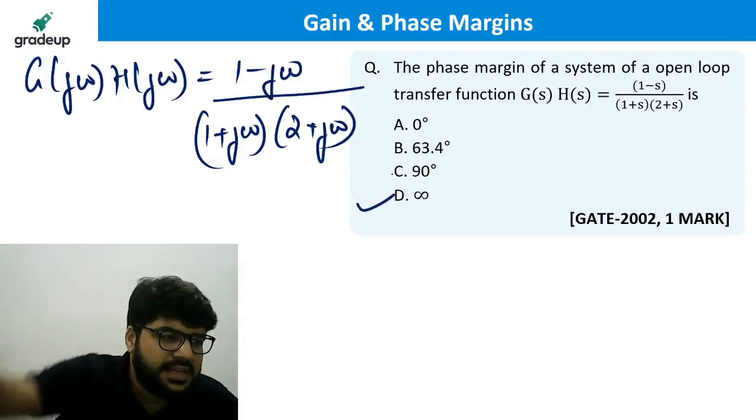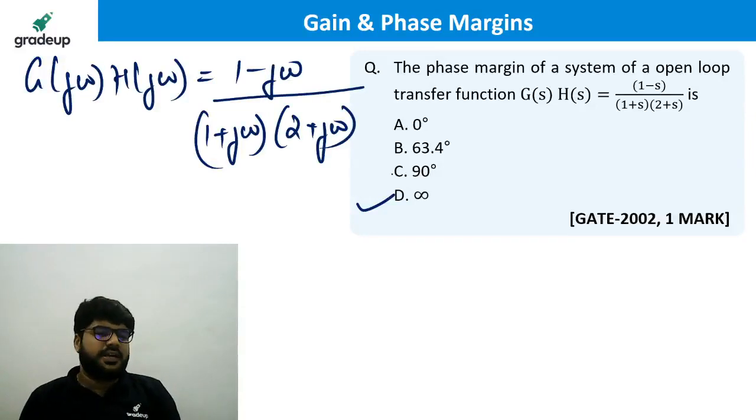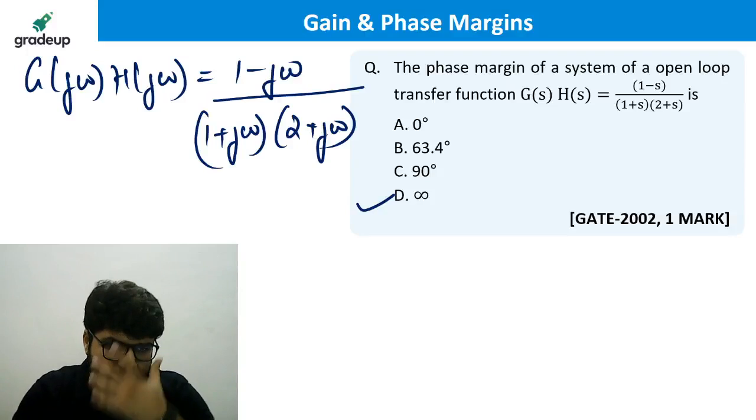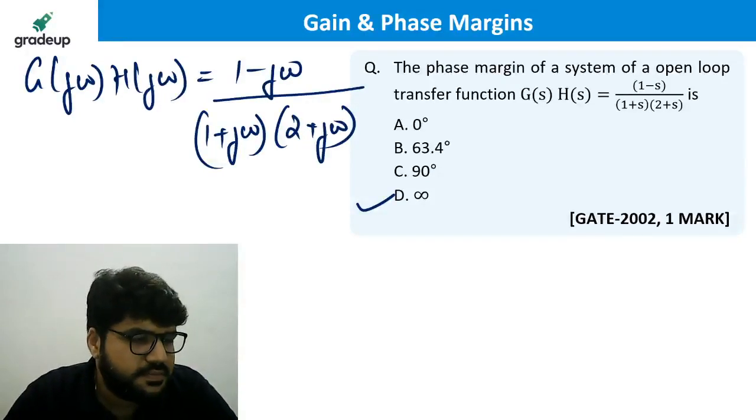Option number D. Mark it, and go to the next question. Got it? Option number D.